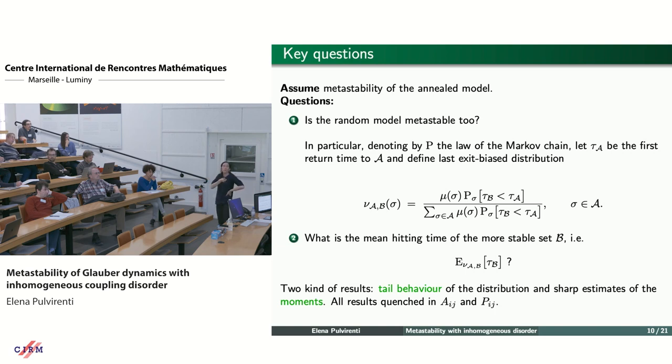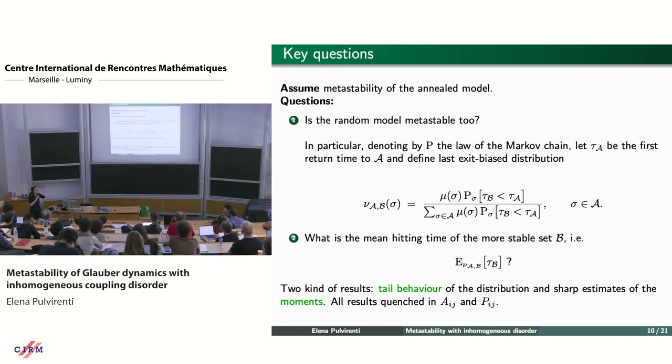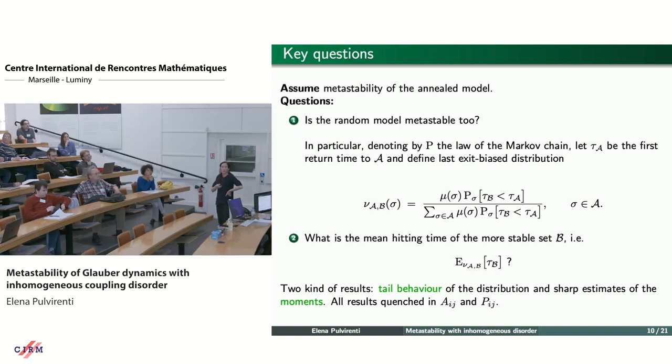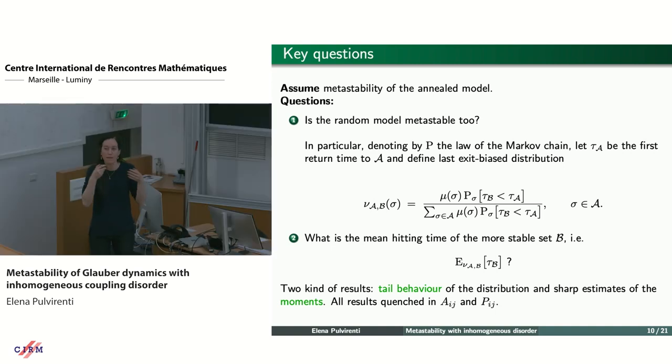To make it simple, suppose that A is a singleton. This would be just the indicator of the set A, when it's a singleton. But in general, it's not a singleton. So in general, you will start according to this measure, which is biased with respect to the last exit time from the set A in the transition to B. Mu is the equilibrium measure, the Gibbs measure. Okay, now I'm going to show you two kinds of results. There are going to be some tail behavior of the distribution of this mean hitting time, because the mean hitting time is still random. Everything is still random, even if you see expectations, they are still random. And then some moment estimates. And again, all the results will be quenched in the two random variables A and P.